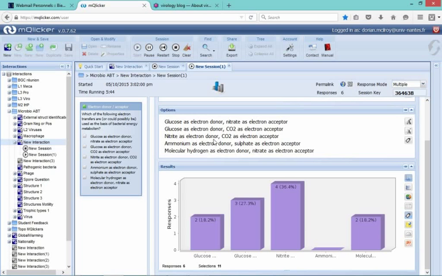Okay, nitrite as an electron donor, CO2 as an electron acceptor. Look at these people, 4 out of 6 said yes, that can work. No, it's not favorable enough. CO2 is no way good enough as an electron acceptor.